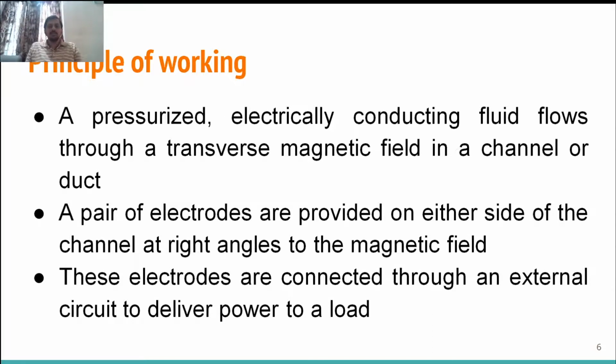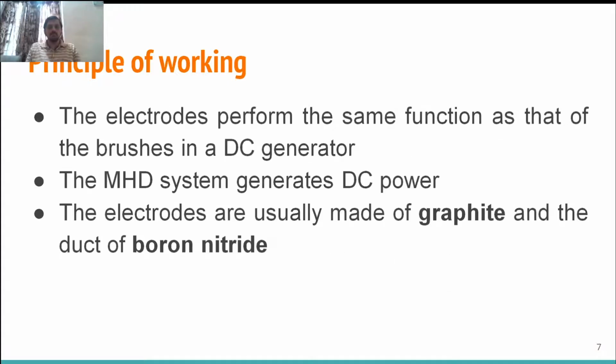A pressurized electrically conducting fluid, that is hot ionized fluid or gas, flows through a transverse magnetic field in a duct. That is the first thing. Second, a pair of electrodes, anode and cathode, are provided on either side of the channel, again at right angles to the magnetic field. The ionized gas also flows at right angles to the magnetic field. We can use the right or left hand thumb rule to get the directions. These electrodes are connected through an external circuit to deliver the power to the load.